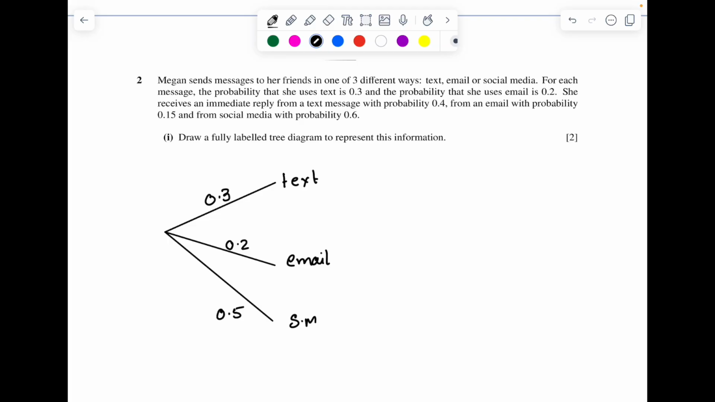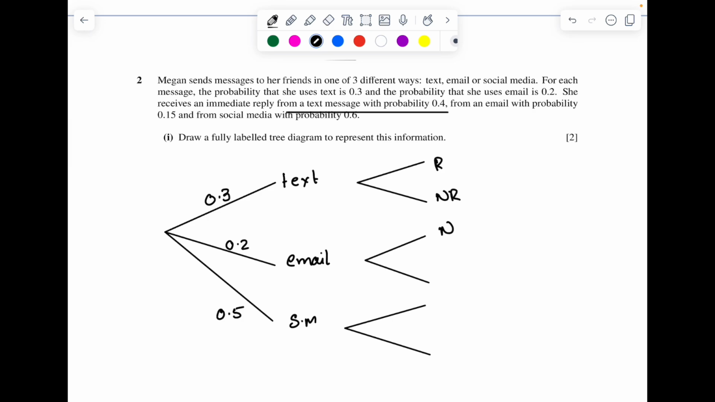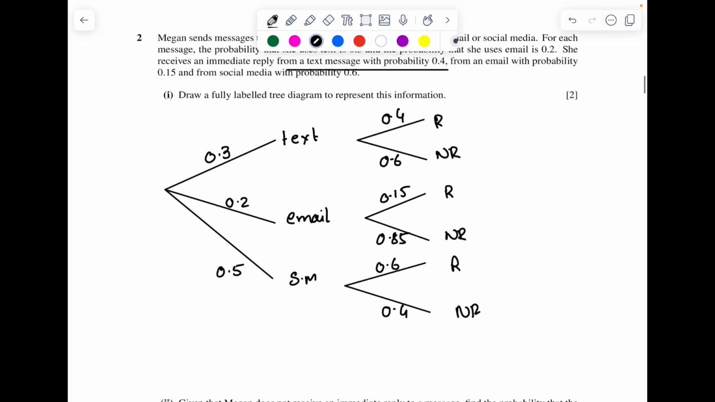For each message, the probability that she uses text is 0.3 and the probability she uses email is 0.2. The probability that she receives an immediate reply from the text message is 0.4. Reply, no reply, for each of the three branches. Reply is 0.4, so no reply is 0.6. For email, the reply is 0.15, so no reply will be 0.85. For social media, reply is 0.6, so no reply will be 0.4.